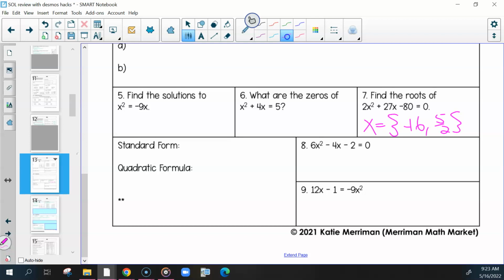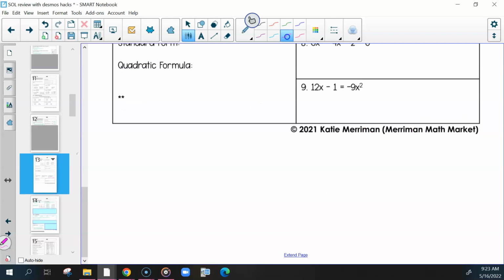Number 9, we're going to do algebraic. That means I cannot hear anyone's voices as we're doing this. So, for number 9, we would first need to make sure this is solved for 0, or set equal to 0. So I'm going to need to move this to the other side.